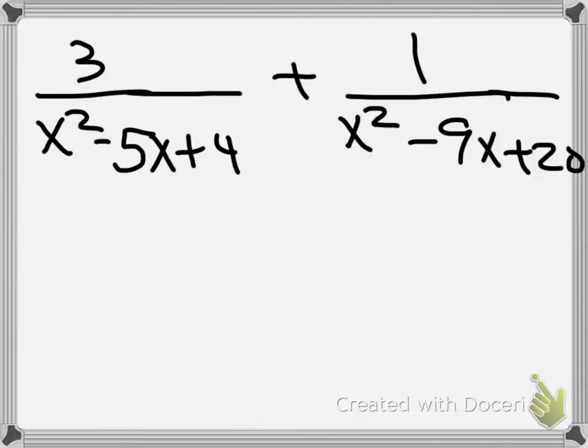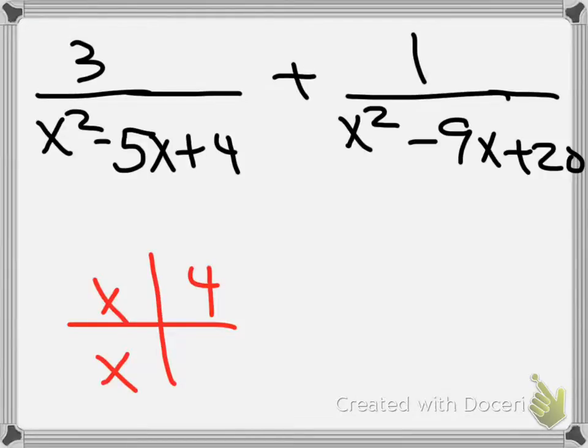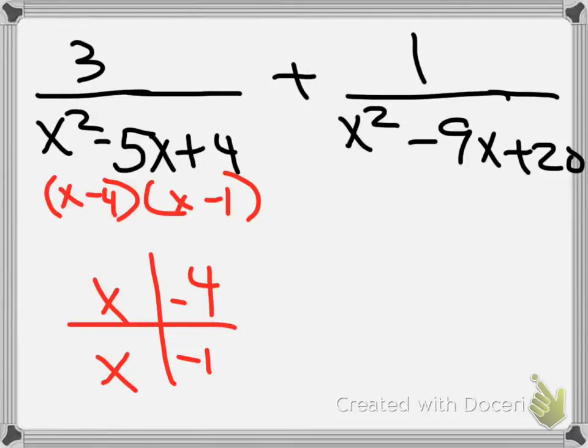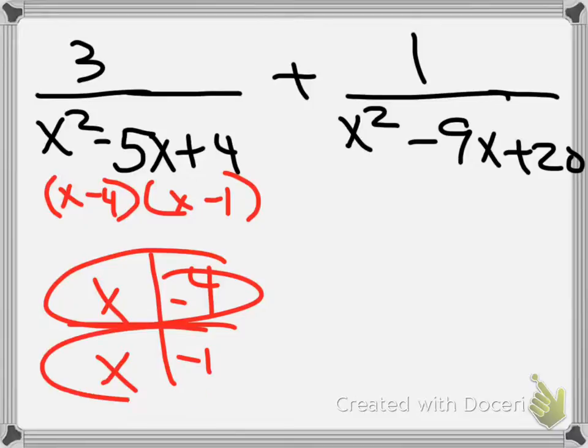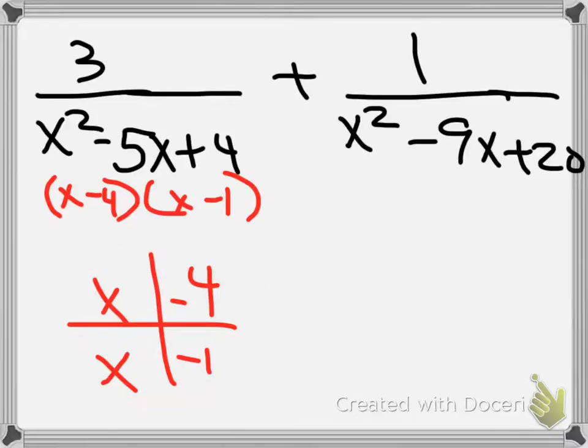Box method. It's going to be a little bit different. We're going to have to factor this one, so we're going to have to do the box method. So x and x, 4 and 1, and then negative and negative. So this is going to become x minus 4 and x minus 1. That's how I got it from here. Let's erase this so we have room to do our other stuff.